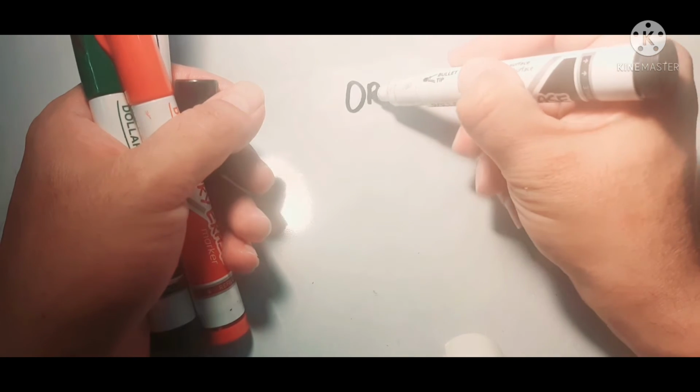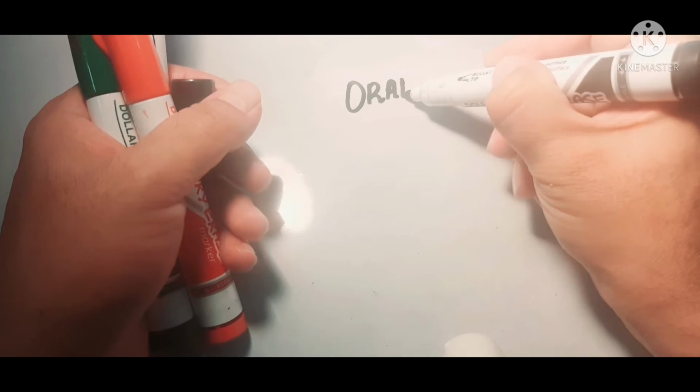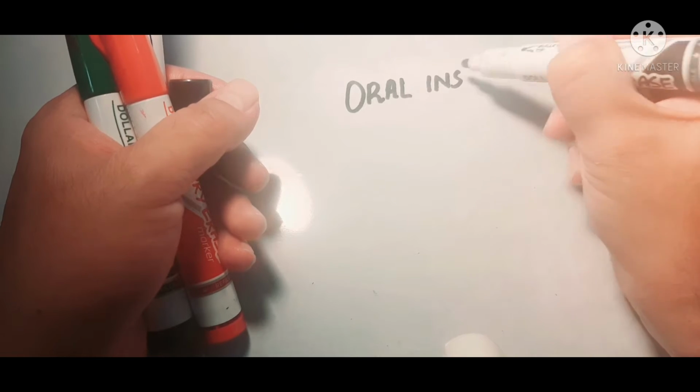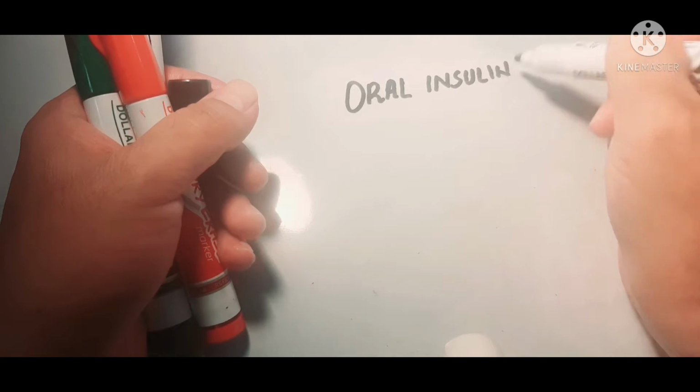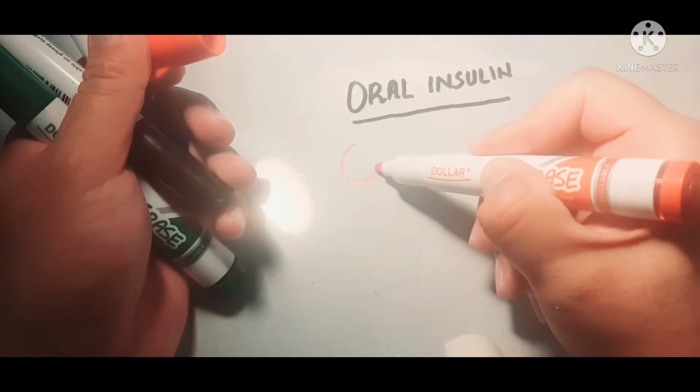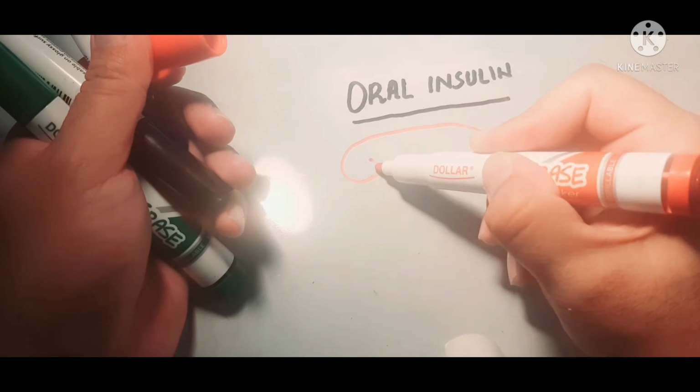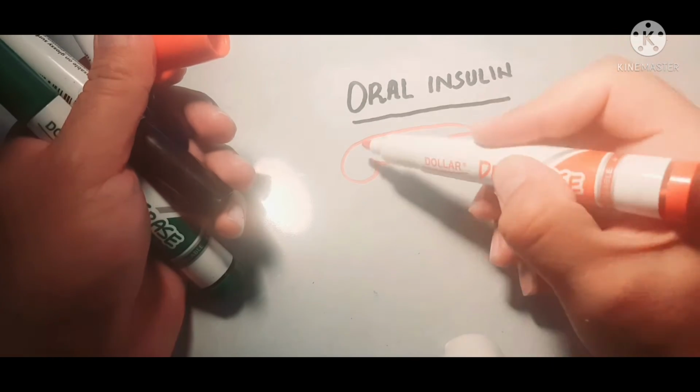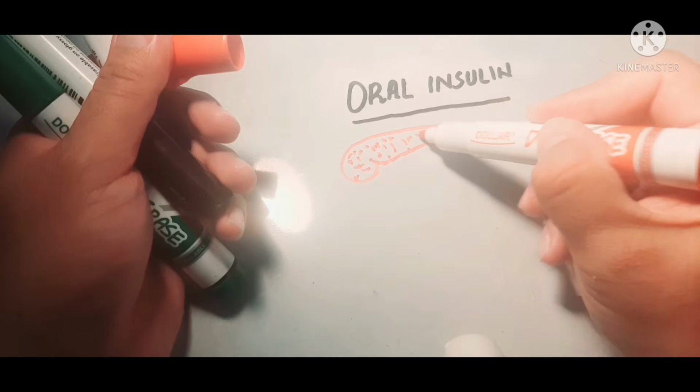What is oral insulin? It is a very important topic of discussion, which has been a research project for the last 100 years. How to get oral insulin? First, we want to know about the insulin. We know we have an organ in the body which is called pancreas.